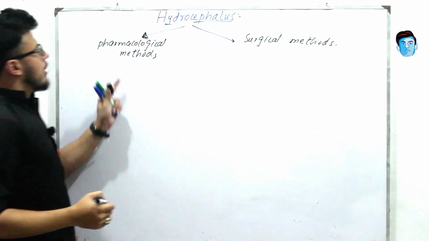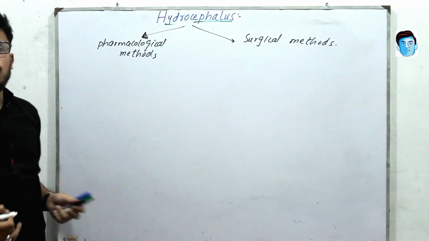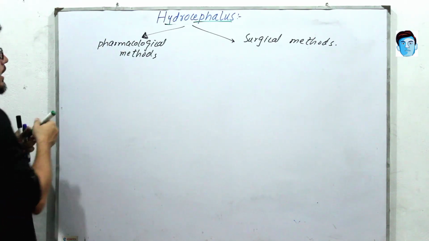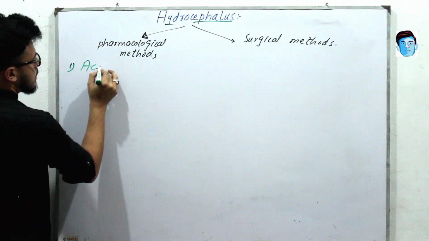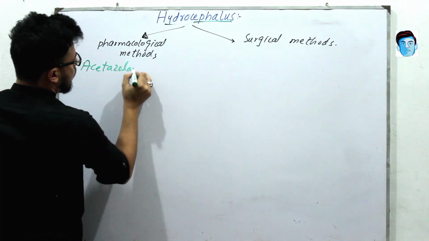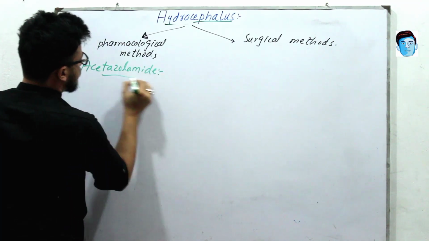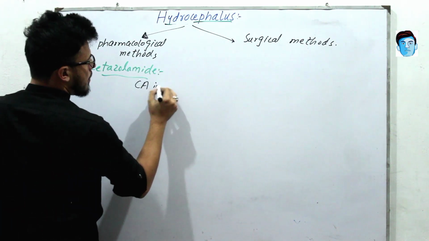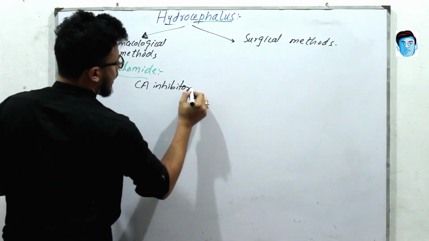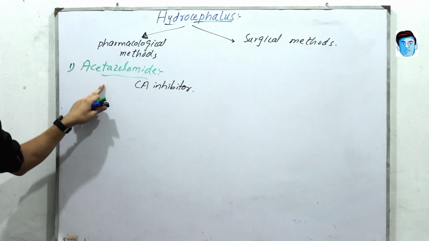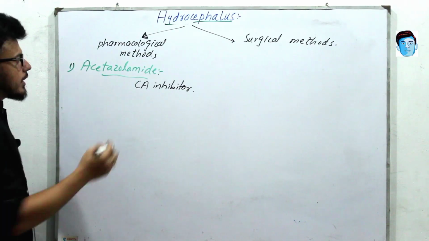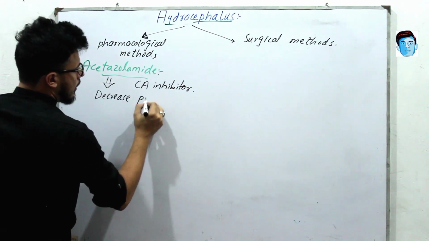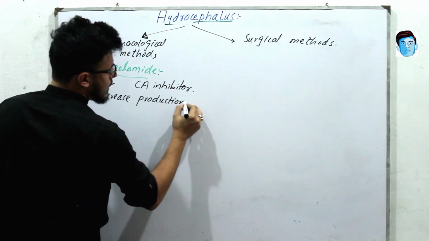Now, in the medication form, the most important drug given in a hydrocephalus patient is called acetazolamide. And what is acetazolamide? It is a carbonic anhydrase inhibitor. Also, it is a weak diuretic, and it actually decreases the production of CSF. What is the major function of acetazolamide? It decreases the production of CSF.